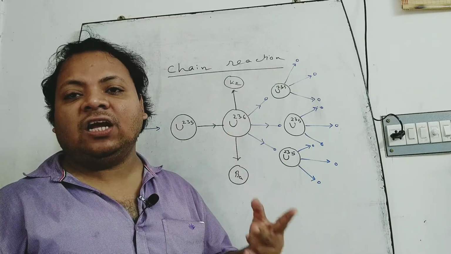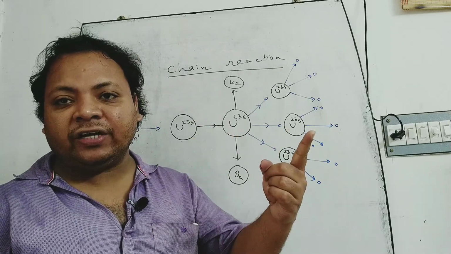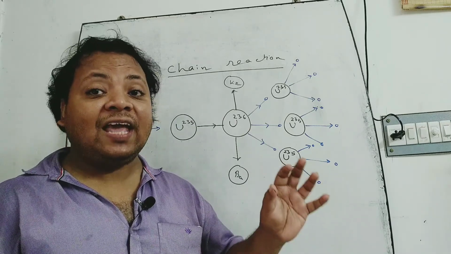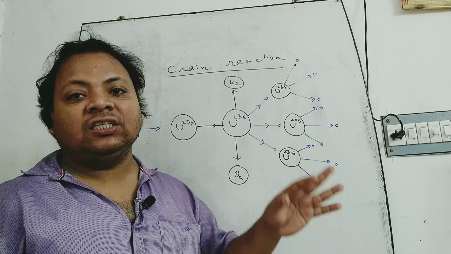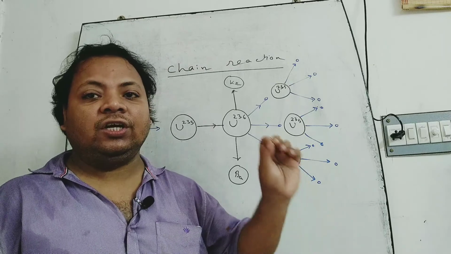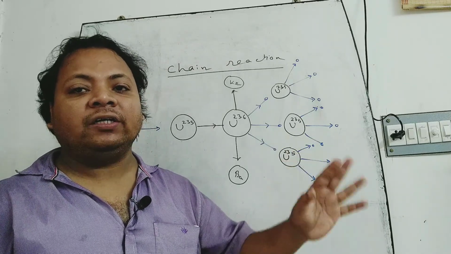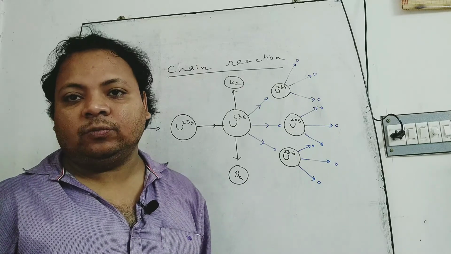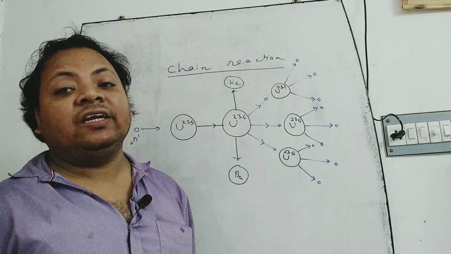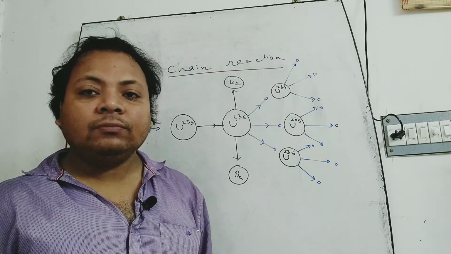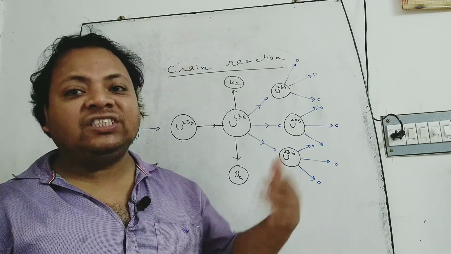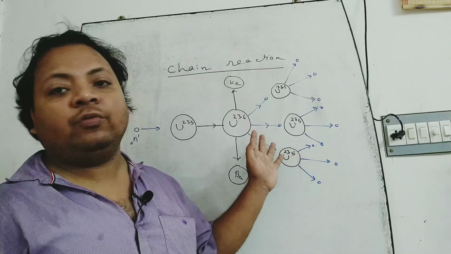Chain reaction has 2 types: one is controlled chain reaction and the other is uncontrolled chain reaction. When we can control the rate of reaction, it is known as controlled chain reaction. It is used in atomic power stations or nuclear reactors. In a nuclear reactor, we use cadmium rods to control the rate of chain reaction.